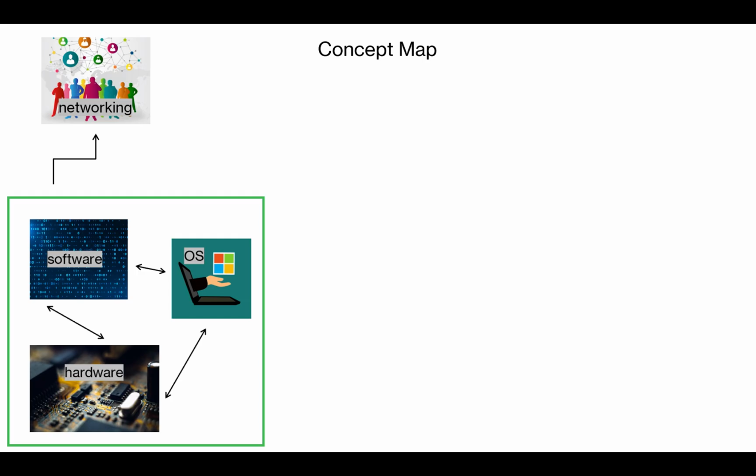Now, this connects to the system of our computer operation in the fact that networking would not be possible unless the computer was able to function properly. So all that software, hardware, and OS technology is what allows networking to happen as a whole.